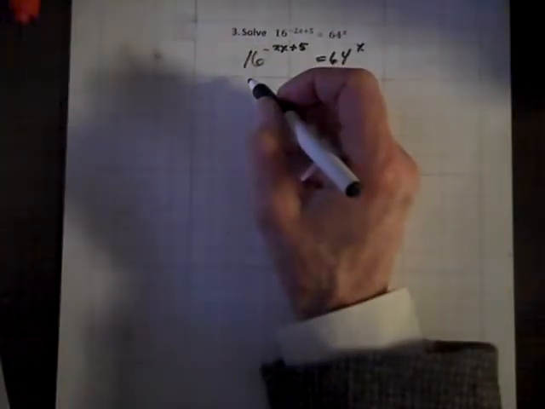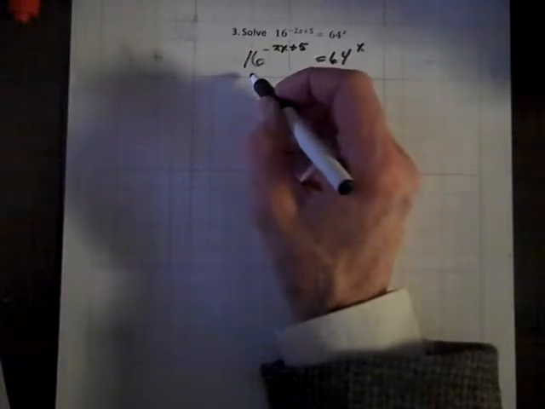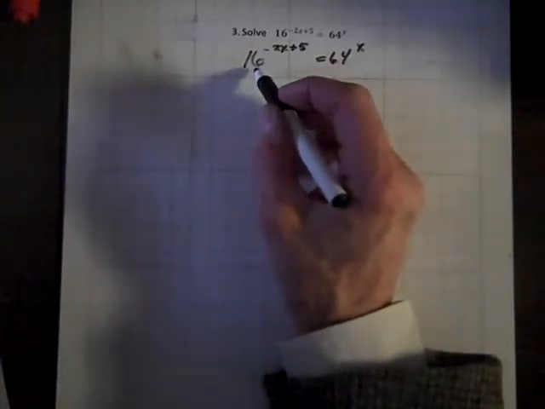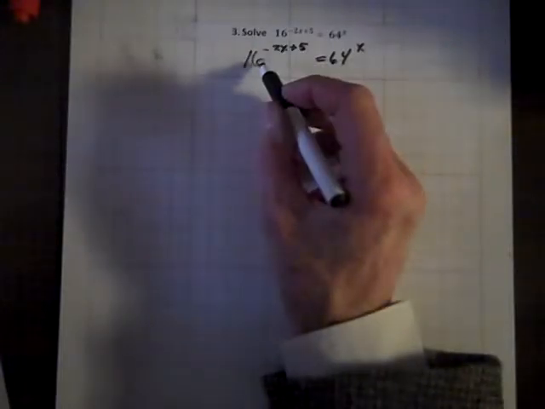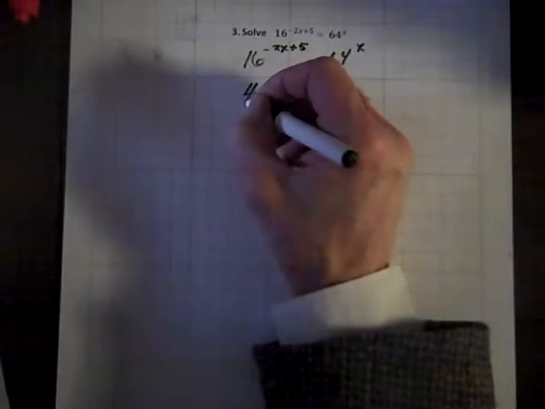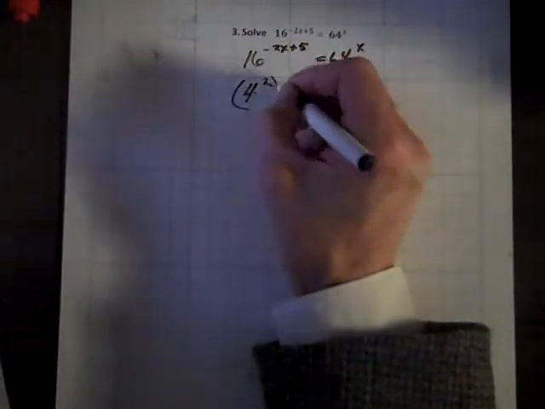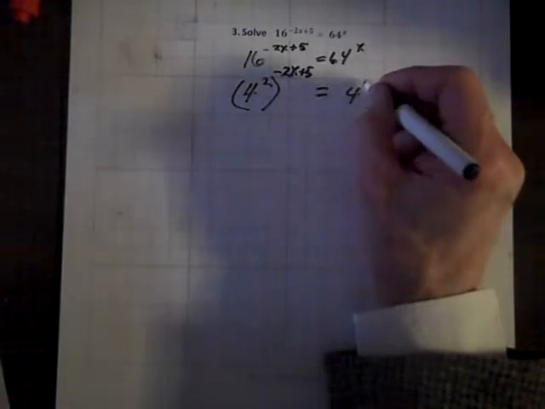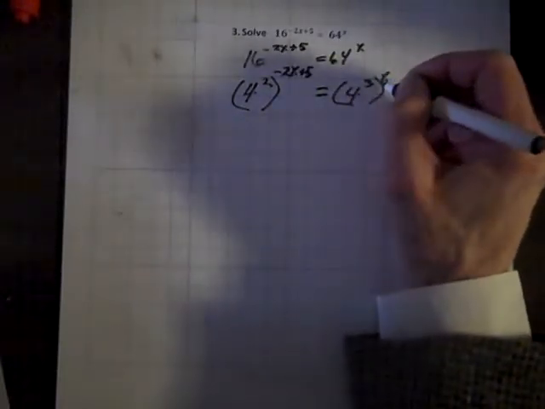Well, if we're going to get anything accomplished here, we need common bases. And the common base for 16 and 64 is 4, because 16 is 4 squared, and that's raised to the negative 2x plus 5. And 64 is 4 cubed, and that's raised to the x power.